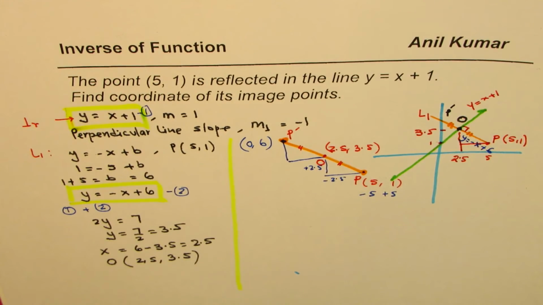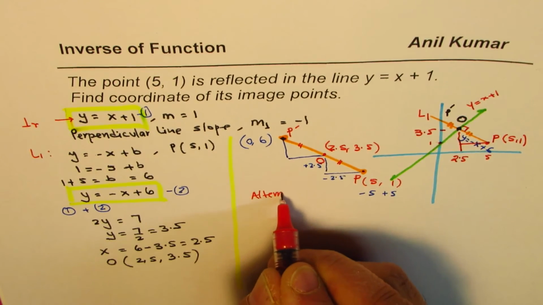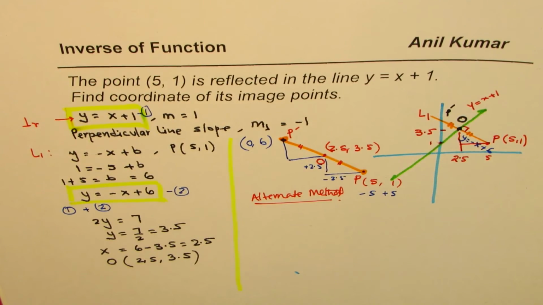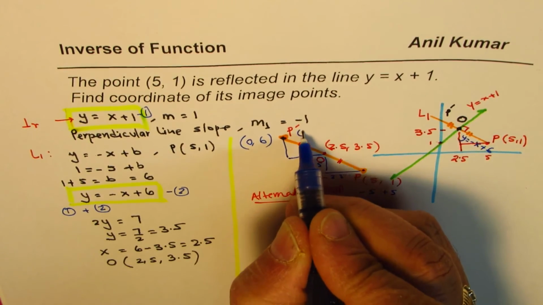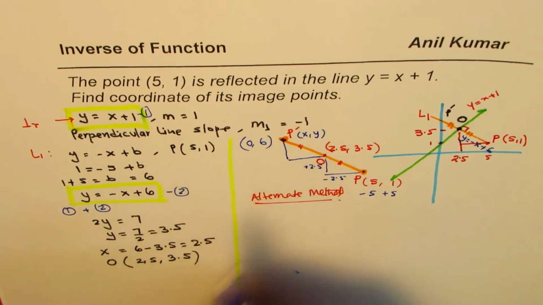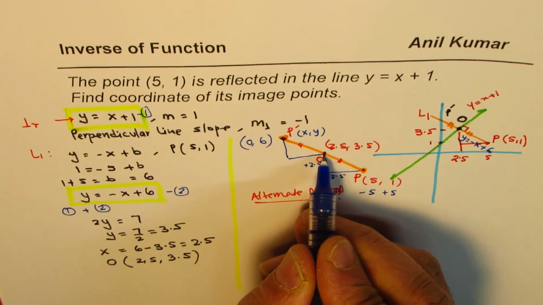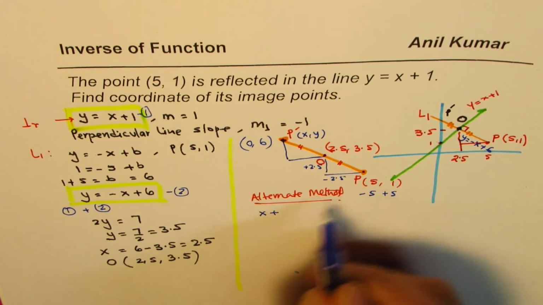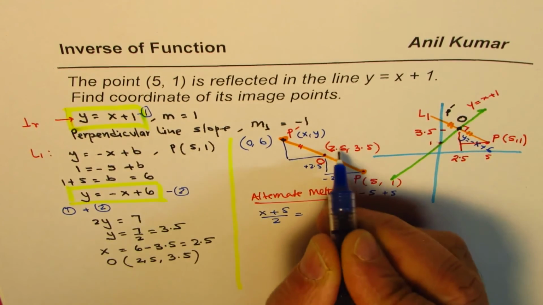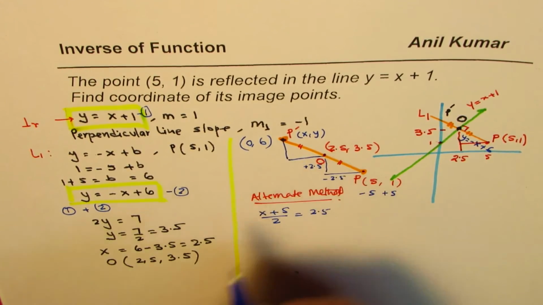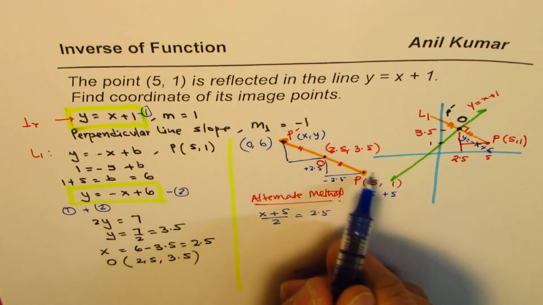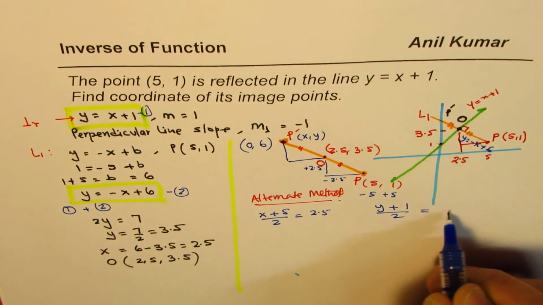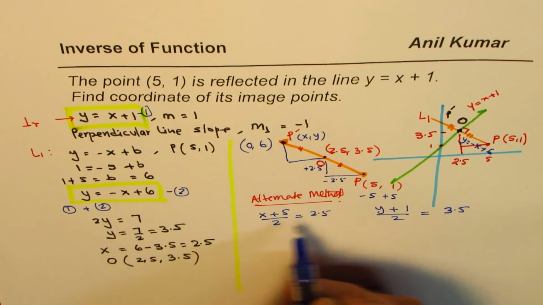Well, here's the alternate method. This we got from logic kind of, right? So let us say these points are x, y, right? We don't know what this is, but we know the midpoint, right? So we know the midpoint is 2.5, 3.5. So x plus 5 divided by 2 should be equal to 2.5, right? Since that is the midpoint. Similarly, the midpoint of y is 3.5. So y plus 1 divided by 2 should be equal to 3.5. So we can solve for x and y.